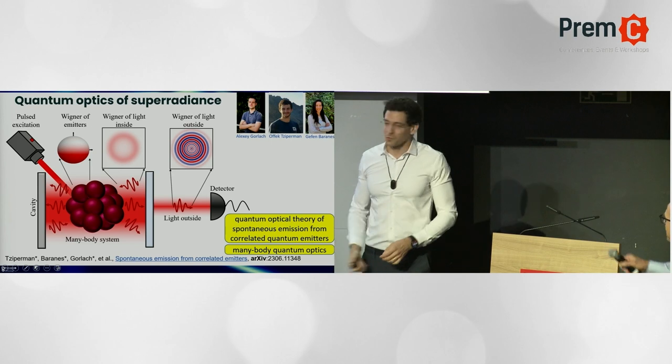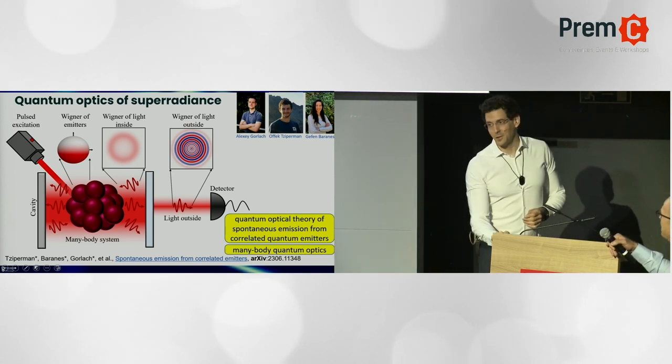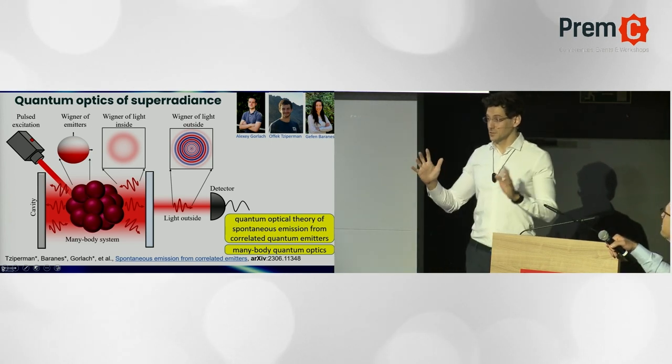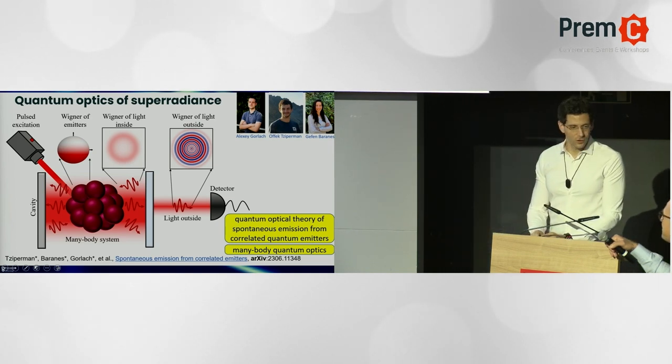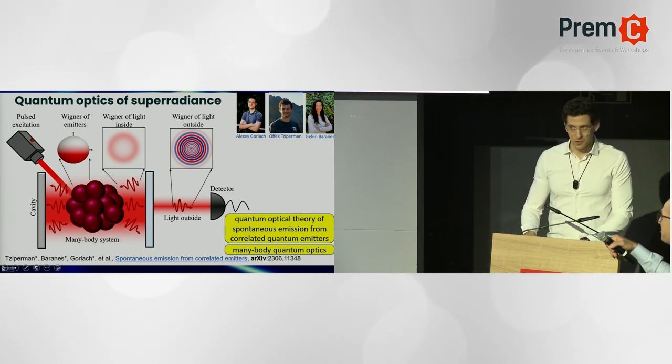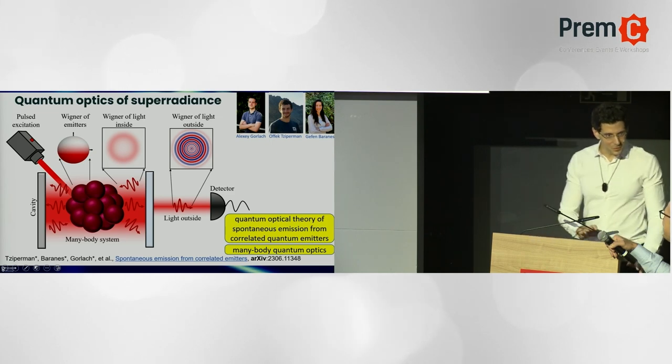So, spontaneous emission from correlated emitters. This is an example of a theory work that is fundamental, has no electrons in it, but is really inspired by what we have done with free electrons. And sorry for the troubles and mess, but I hope it will stay stable.